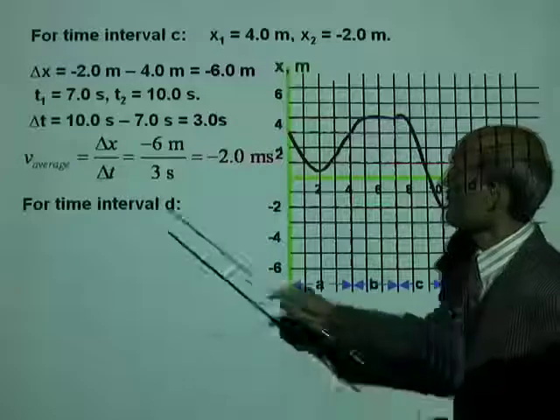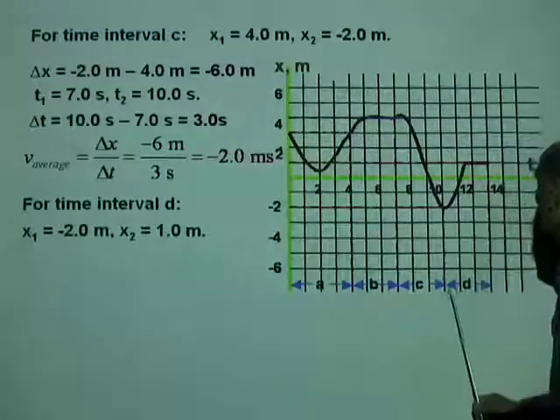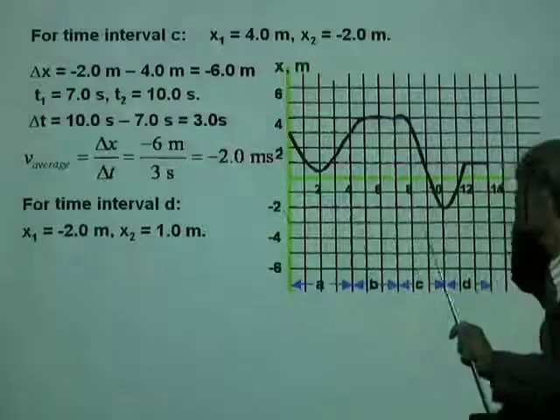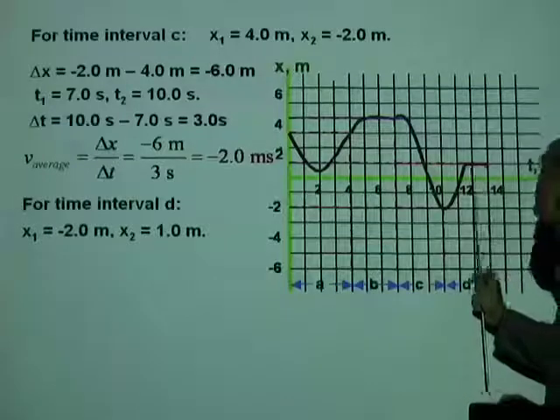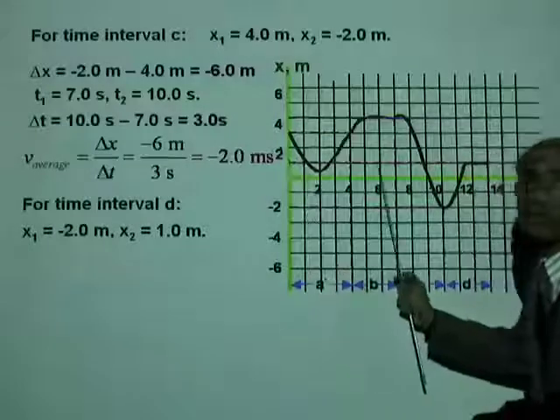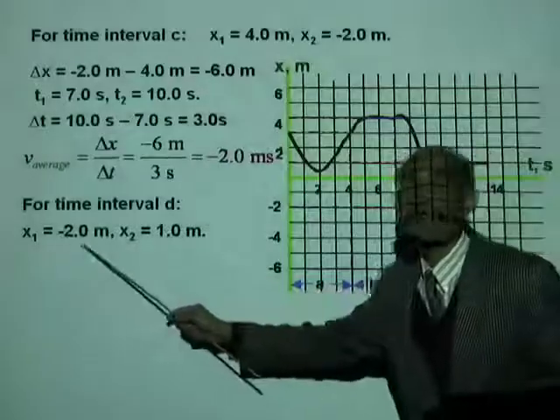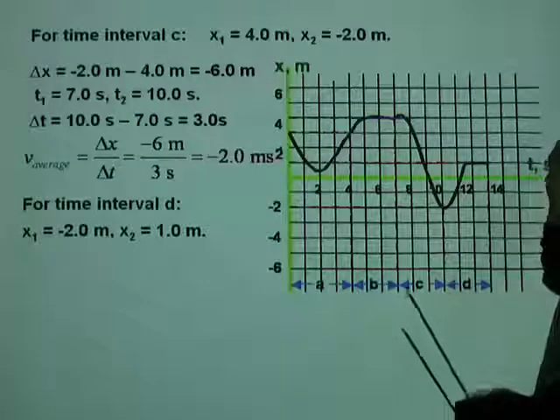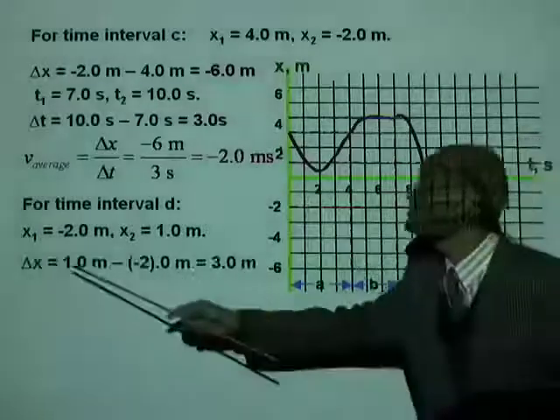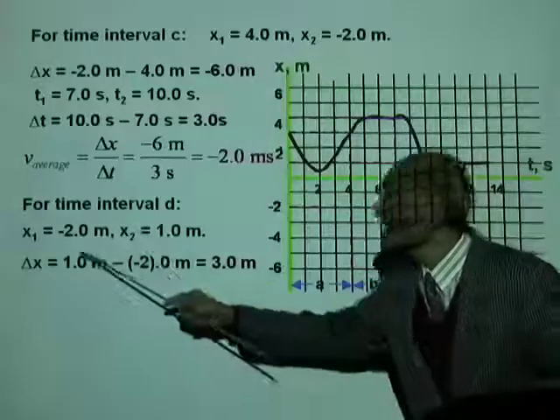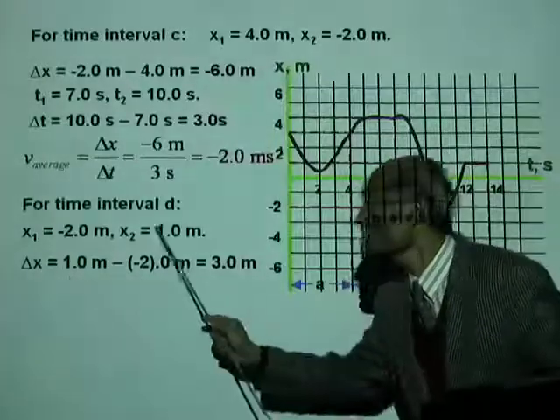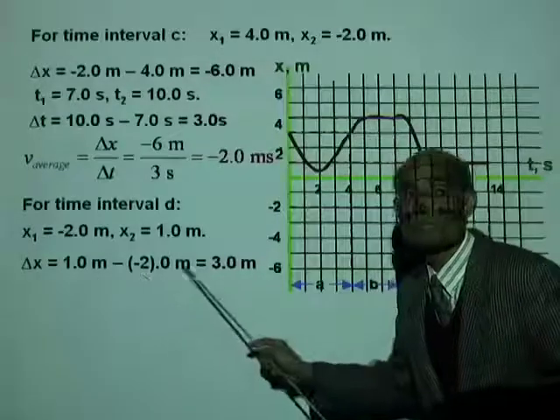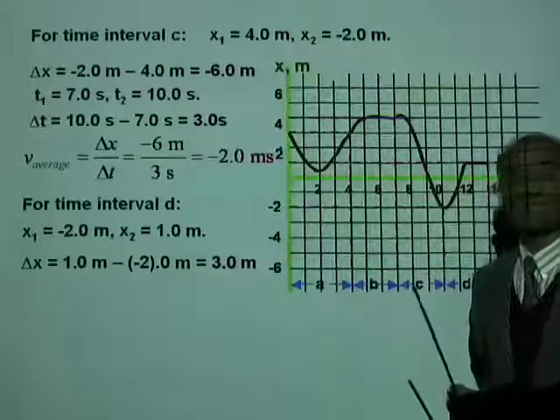Okay. What about interval D? For interval D, the initial position is -2 meters. The final position is 1 meter. Is that right? Yes. x1 is -2 meters, x2 is 1 meter. And that means the change in position, delta x, is final position 1 meter minus initial position -2 meters, and that will be 3 meters.